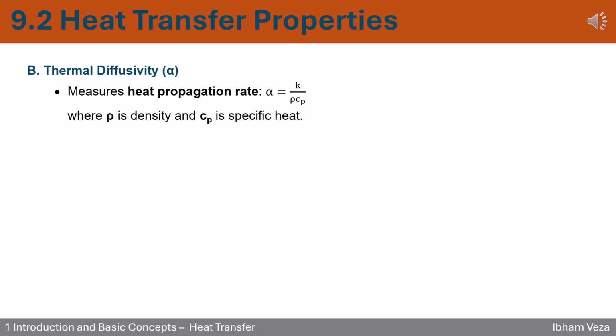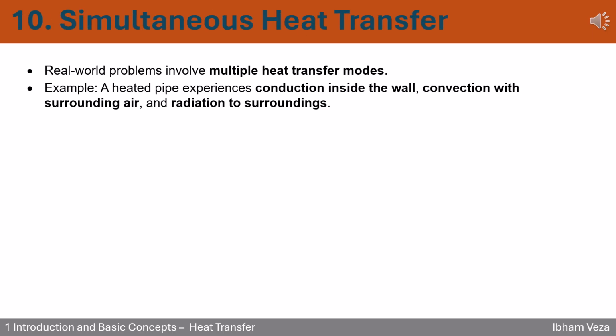Use alpha when you want to predict how fast temperature changes will travel through solids, which is especially useful in transient heat transfer problems. 10. Understand simultaneous heat transfer in real life. Let's conclude by recognizing that real-world heat transfer rarely happens in just one way. Multiple modes usually happen at the same time.